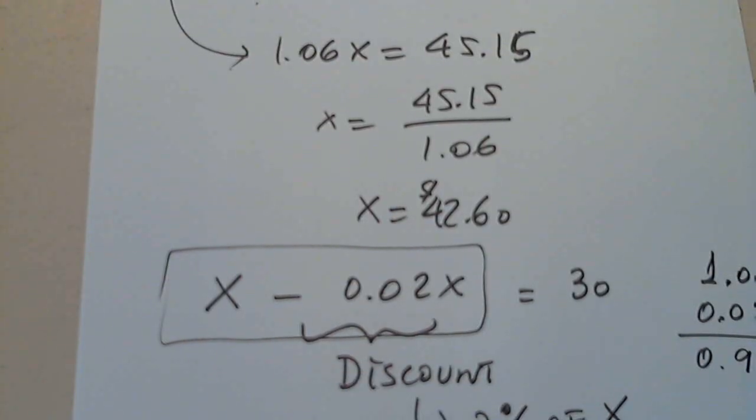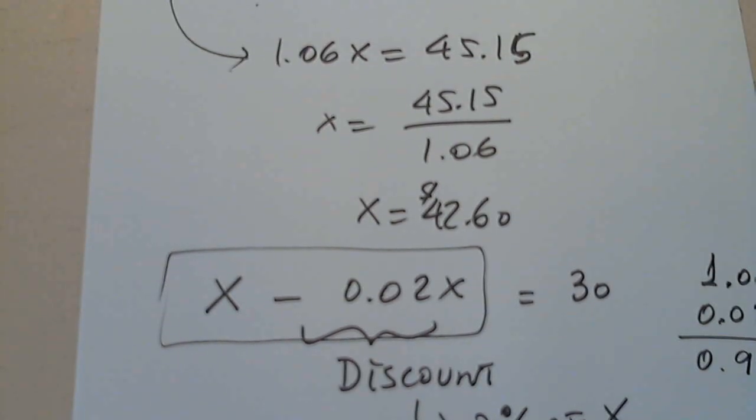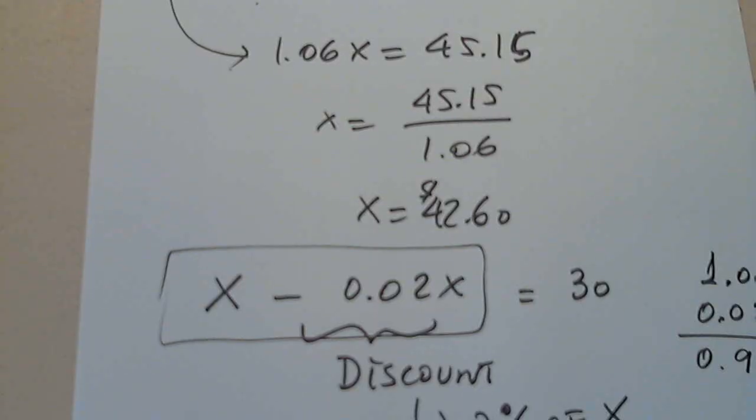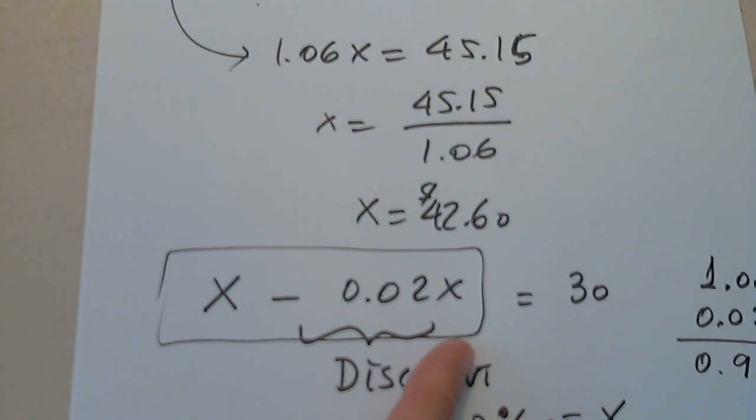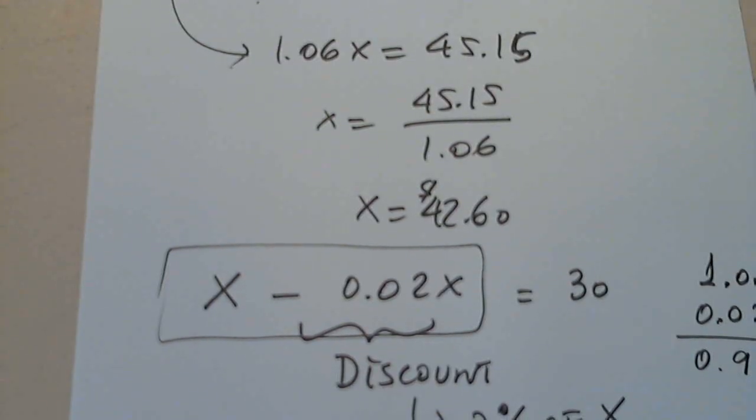I got a 2% discount, not too generous of a discount, but that's what it was. It was 2%, and I ended up paying $30. The original price was $30.61. You can plug it in here, minus 0.02 times 30.61, and you will see that you will end up with $30.